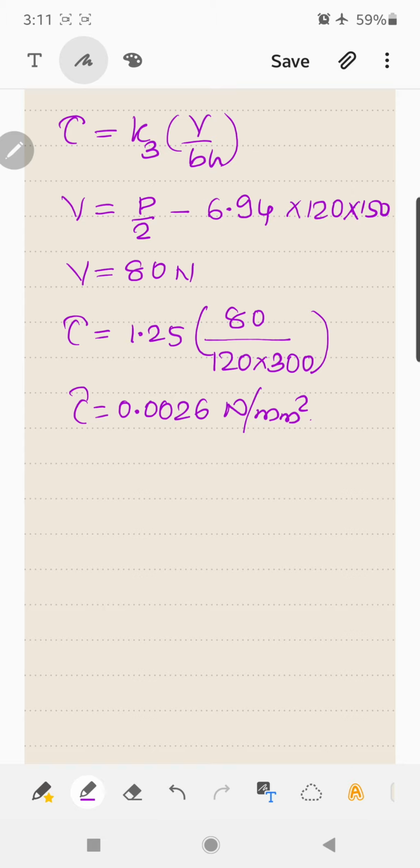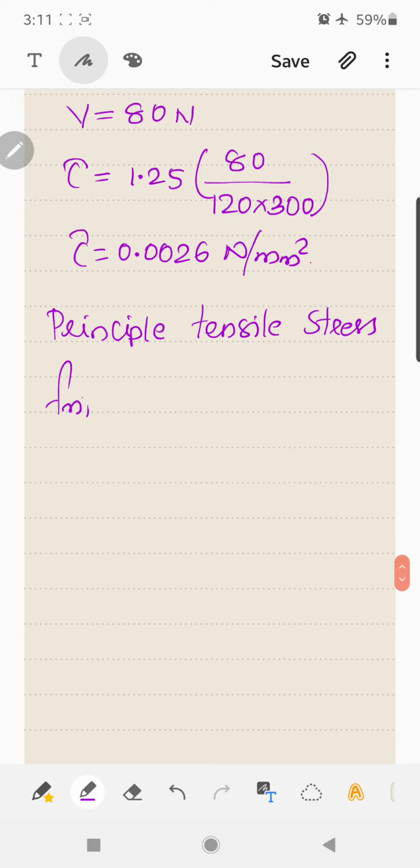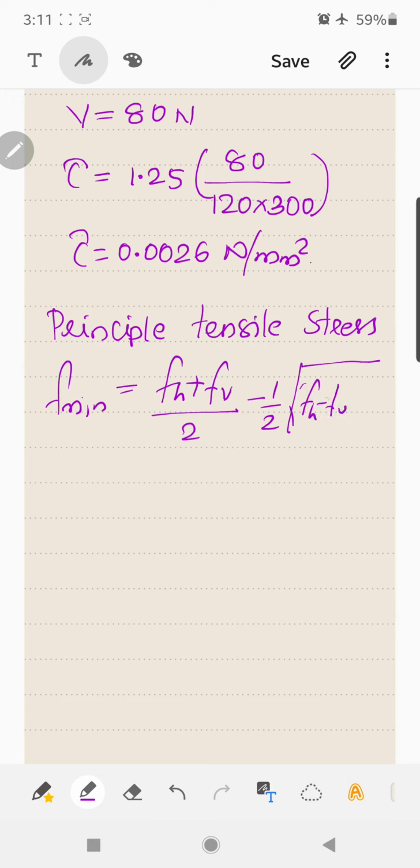This is the tau value. Now the principal stresses are the principal tensile stress, F minimum, which is equal to (FH plus FV) divided by 2, you know the formula, minus 1 by 2 root of (FH minus FV) whole square plus 4 tau square.